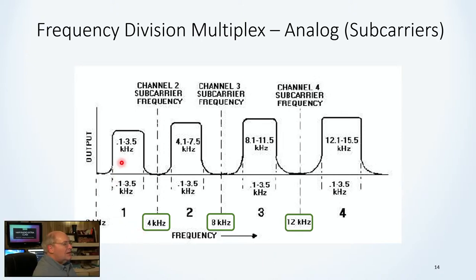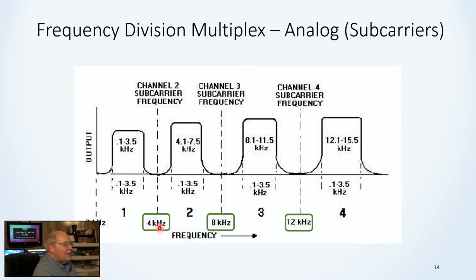So a normal conversation goes between 100 hertz and 3.5 kilohertz, the way they're showing it here. We actually just go up to about 3 kilohertz in amateur radio. So this is just raw audio here. Then we're going to have a 4 kilohertz subcarrier, and we're going to combine a second audio program with that 4 kilohertz, shifting it up to 4.1 to 7.5 kilohertz. So we keep these conversations apart because one has been shifted up in frequency.